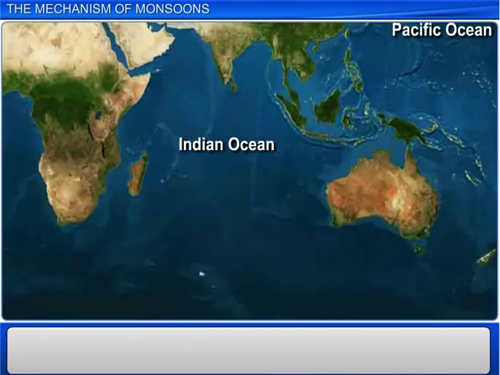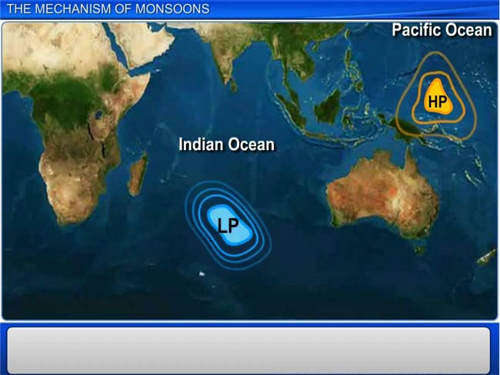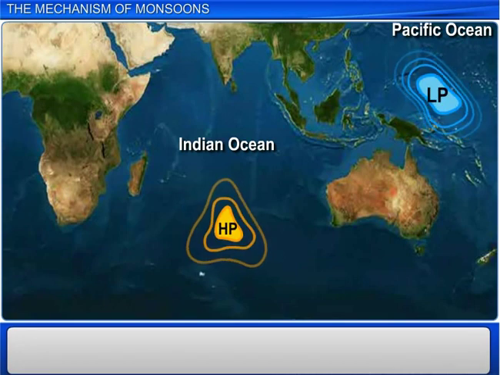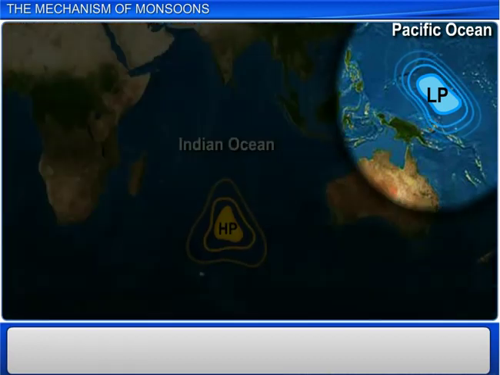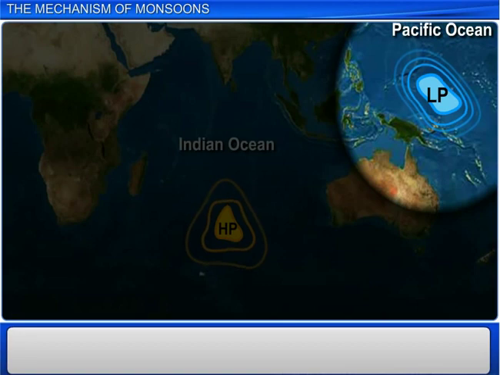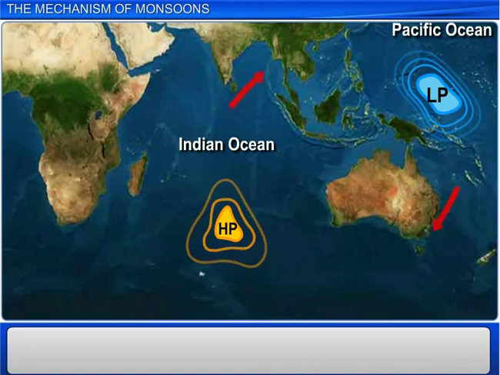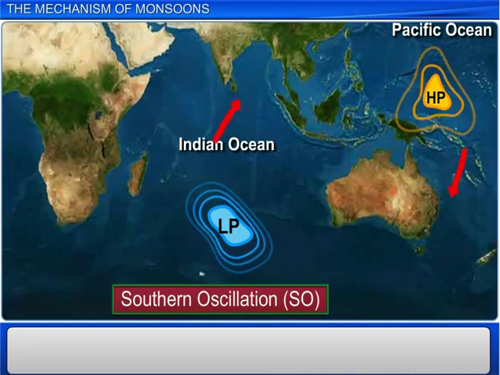Normally, when the tropical East and South Pacific Ocean experiences high pressure, the tropical Eastern Indian Ocean experiences low pressure. However, in certain years, there is a reversal in the pressure conditions. As a result, Eastern Pacific has lower pressure in comparison to Eastern Indian Ocean. This periodic change in pressure conditions is known as the Southern Oscillation, or SO.